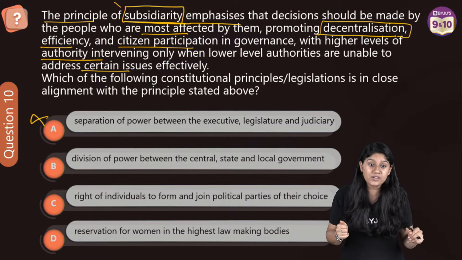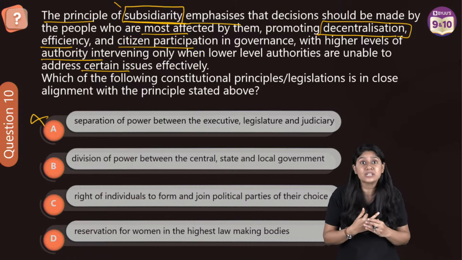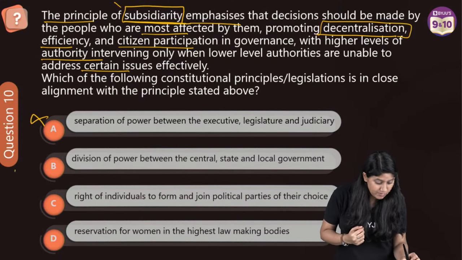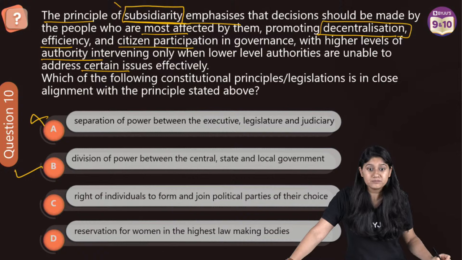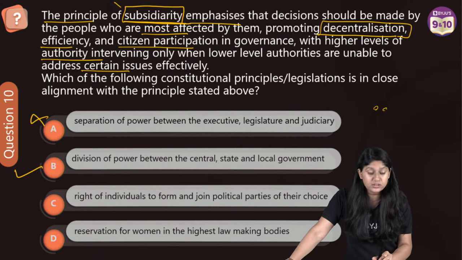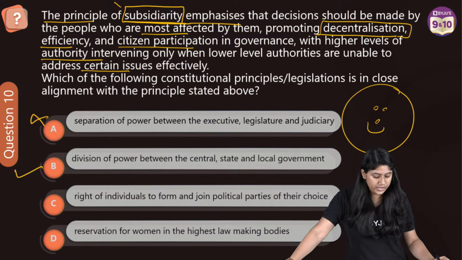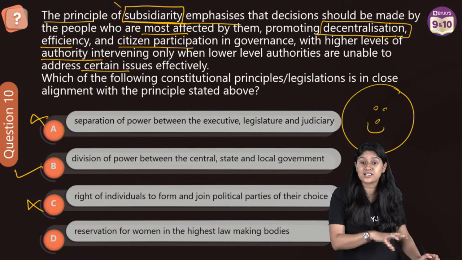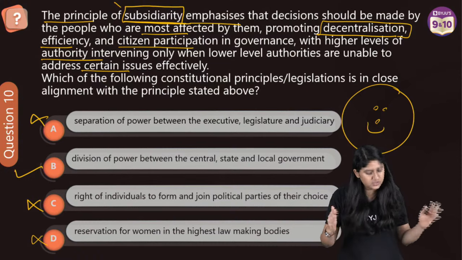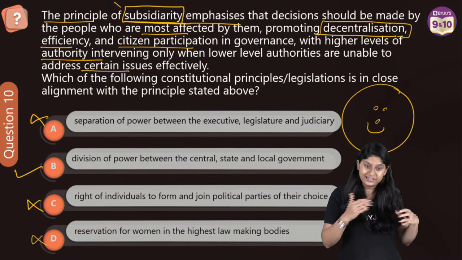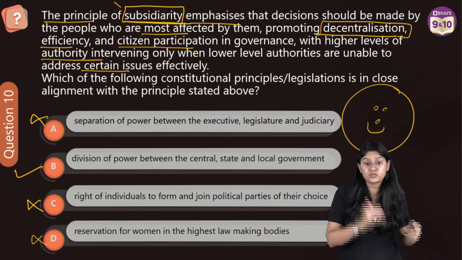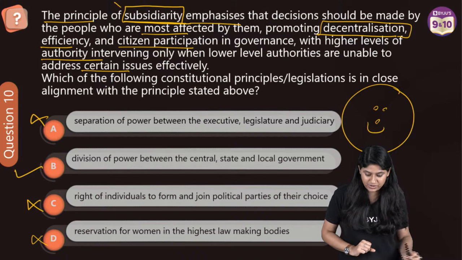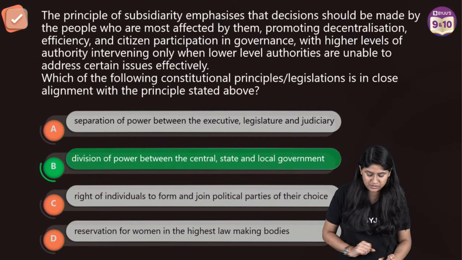Yes, everyone? Very good, Radhika. Very good. Yes, Rishu. Absolutely correct. So, what we have over here? Option number B will be the correct answer. Right, everyone? Option number B will be the correct answer. Yes, vertical division of the power. Okay? It will not be the right of the individual to form and join political parties. No, that's not what we are discussing over here. And reservation of women at the highest. No, that's not the case over here, right? There definitely it's a very valid point, but not in the context of this particular question. Yes, very good. So everyone, over here, option number B is the correct answer.